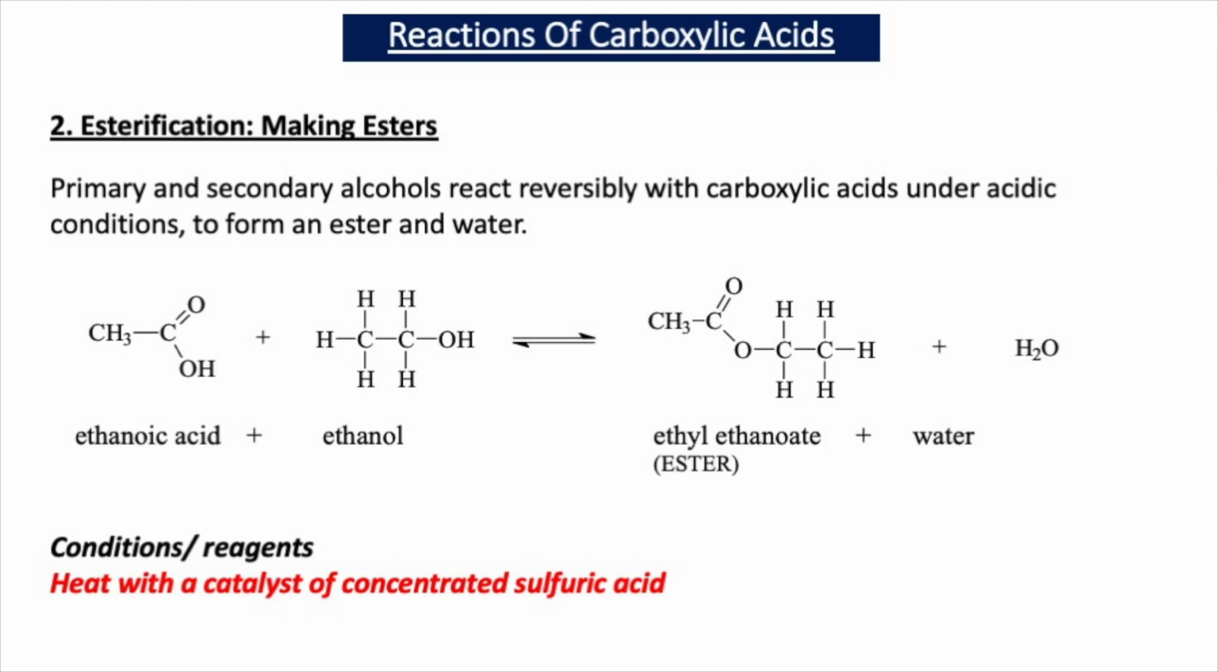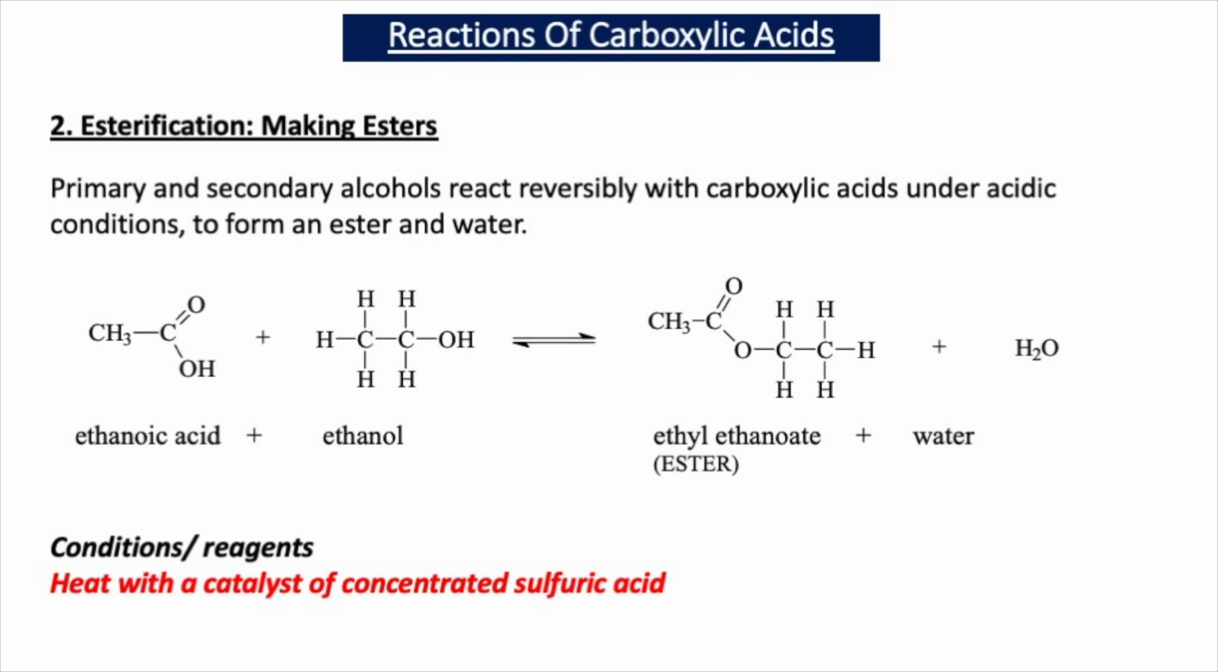So to make an ester from a carboxylic acid, you heat your primary or secondary alcohol with a carboxylic acid in the presence of a catalyst which is concentrated sulfuric acid. Now an example of this is shown on this slide because I have ethanoic acid, a carboxylic acid, reacting with ethanol, an alcohol, to form ethyl ethanoate, an ester, and water, and the reaction is reversible.